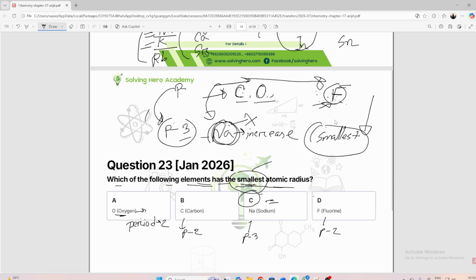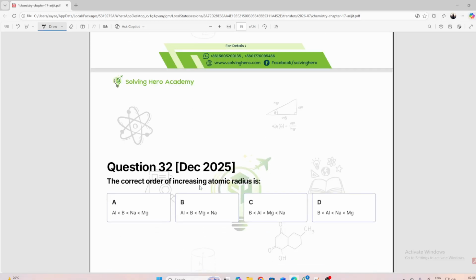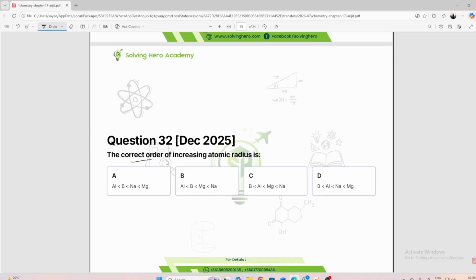Fluorine is the smallest because we know that if we go left to right, the size decreases. So here fluorine is the answer. Am I clear? Fluorine is the answer because it stays on the right. This is the smallest atom, I mean it has the smallest atomic radius, fluorine. Am I clear? So the next question: the correct order of increasing atomic radius.